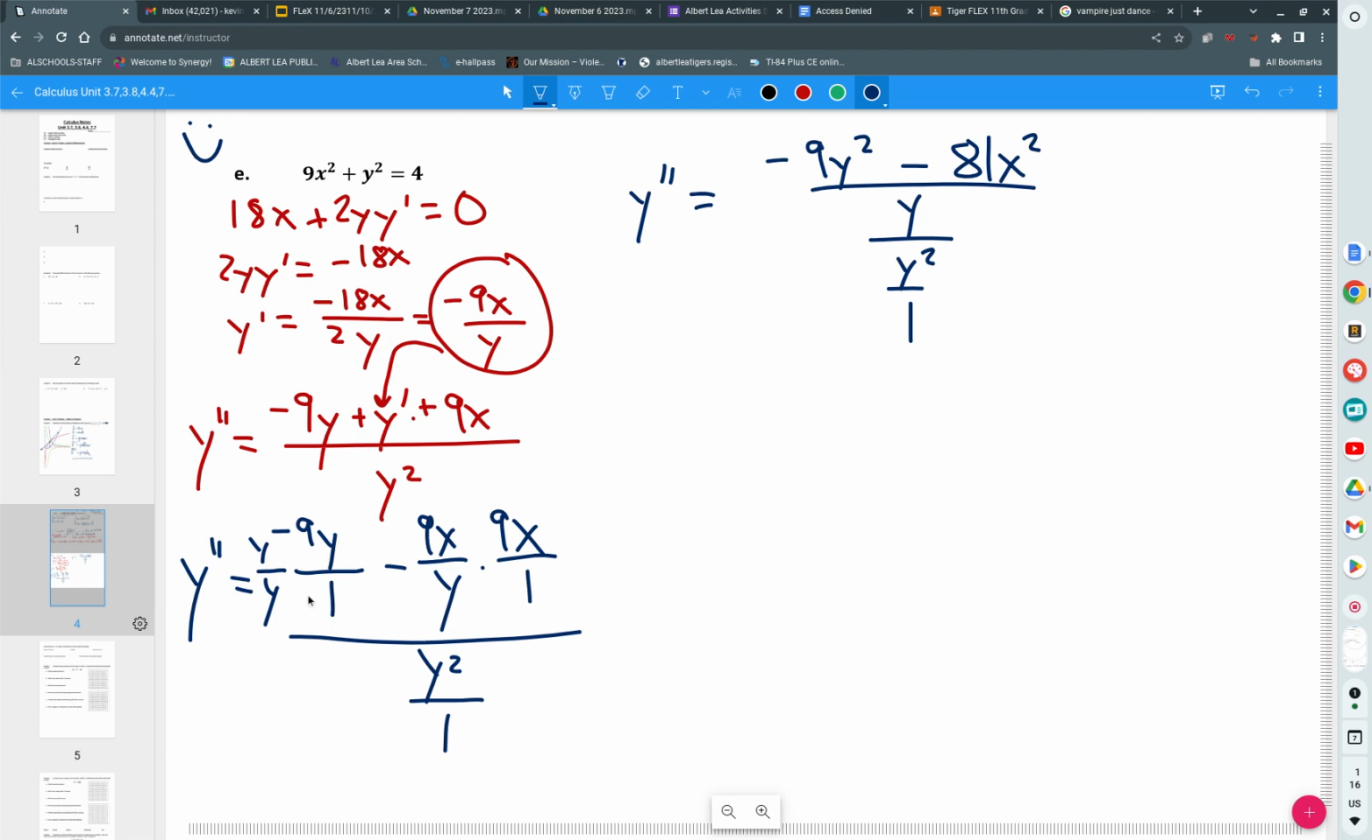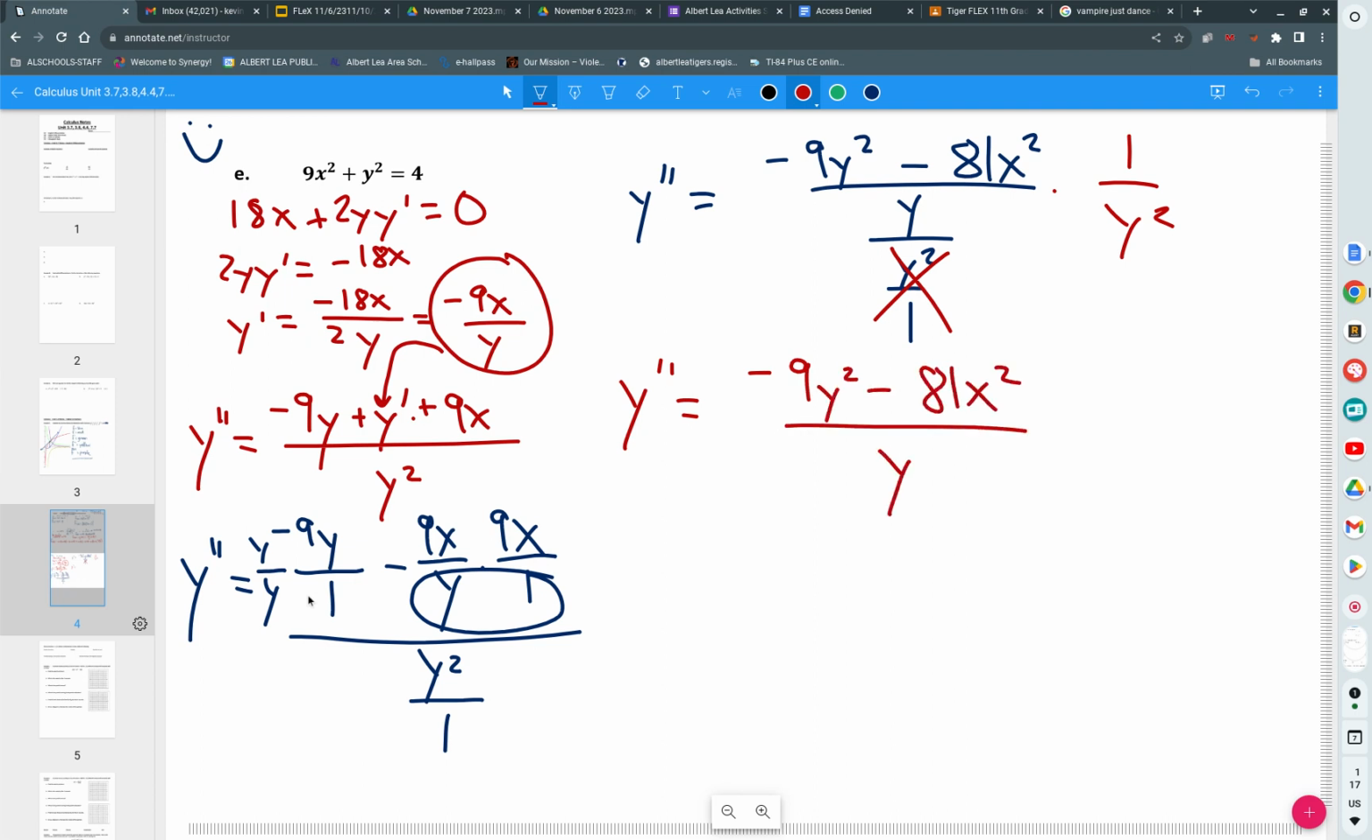How do I simplify that? Wait, I have a question. Because you had to multiply this one by y too, so isn't it? No. This one, the denominator was already y because they're being multiplied together, so I can just leave that alone. To simplify this, I multiply by the reciprocal, so times 1 over y squared. And we get y double prime is equal to negative 9y squared minus 81x squared, sitting over y cubed.